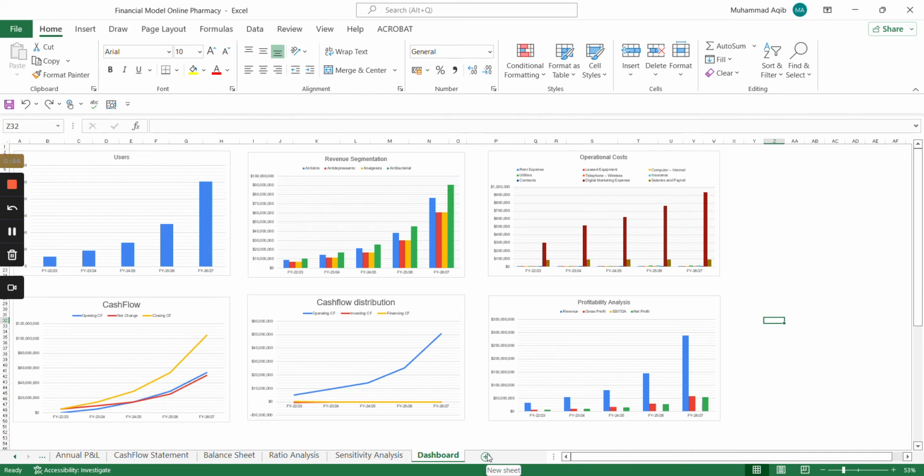Lastly, moving on to the dashboard, it gives the user a visual representation of the business and its performance over the 5 years period. This will allow the user to evaluate the company's performance using bar graphs and charts.